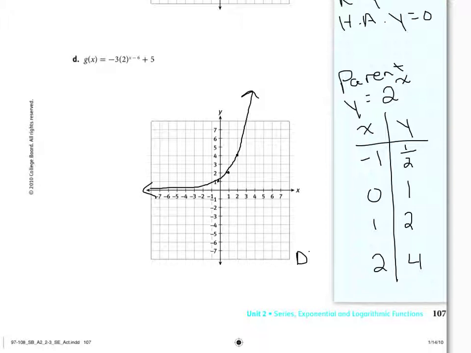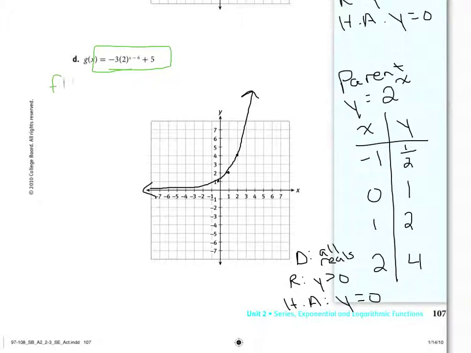What is my domain? All reals. What is the range? The y value is greater than 0. What is the horizontal asymptote? y equals 0. Notice that that's the same on every parent function, whether it's decreasing or increasing. But let's look at what all happens to this next graph. Okay, this one's got everything. We've got a flip, or a reflection over the x-axis. We have a vertical stretch by 3.